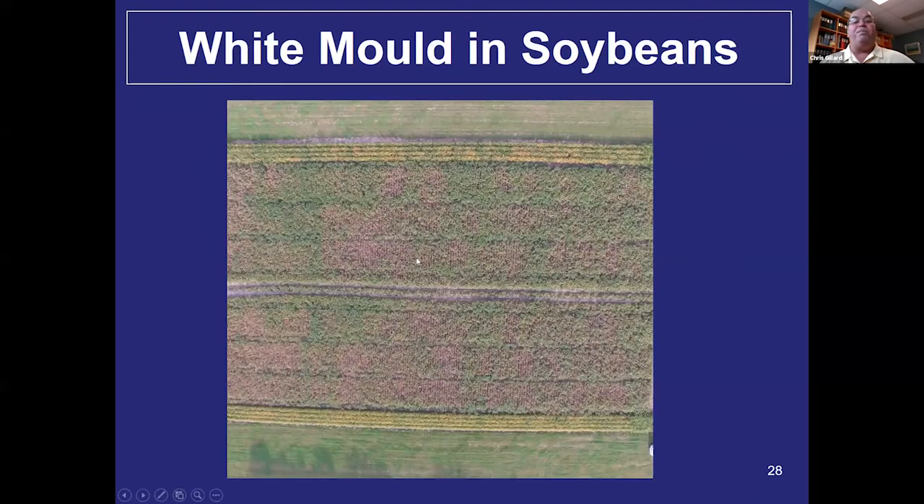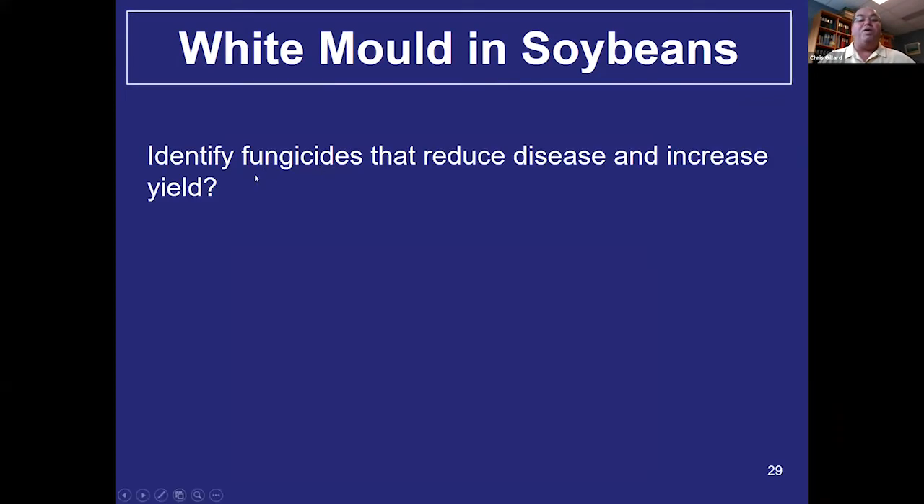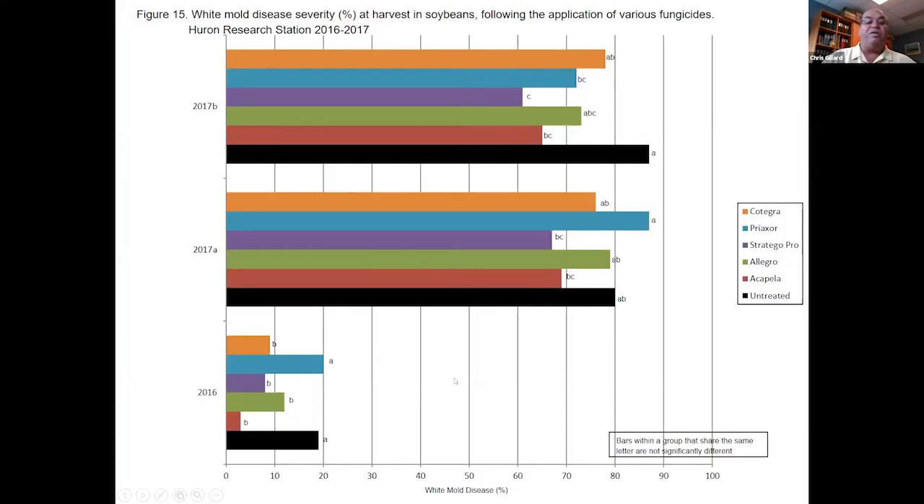Move on to white mold in soybeans. This is an actual aerial shot of my fungicide disease trials for soybeans in 2017. So yes, we can get lots of disease some years in soybeans and really impact yield. So I wanted to identify fungicides that can reduce disease and increase yield, similar to what we did in dry beans. But we worked with some different treatments.